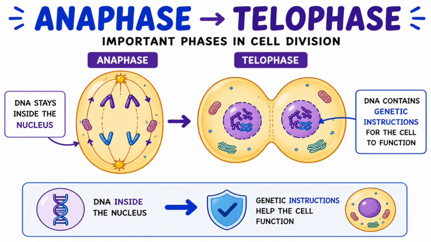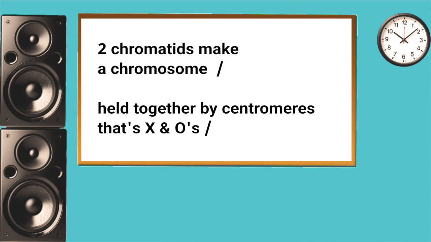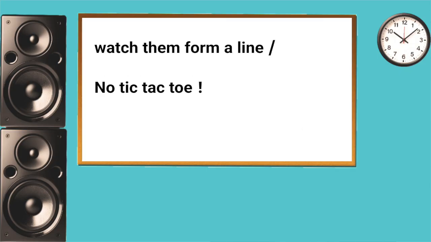Anaphase through telophase are important phases during cell division. During these phases, the DNA remains inside the nucleus. The DNA contains genetic instructions needed for the cell to function. Two chromatids make a chromosome, held together by centromeres, that's X and O's. Watch them form a line, no tic-tac-toe.